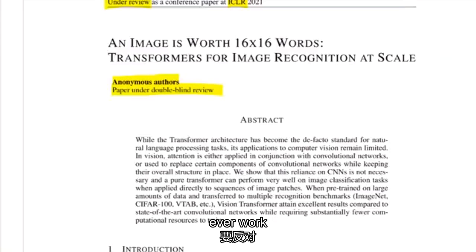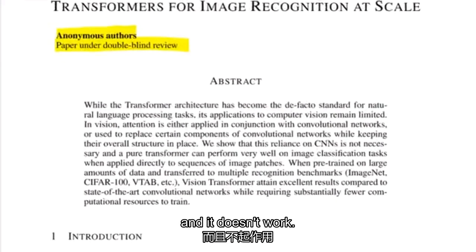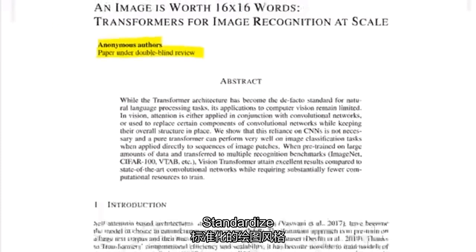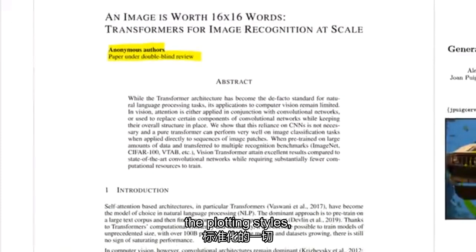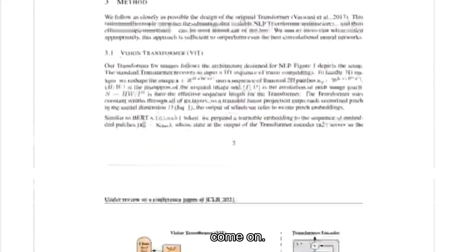Why would you ever work against the core incentives of people? Clearly these authors have an incentive to make known who they are. And clearly we as readers have an incentive to figure it out. And to completely work against these incentives just seems dumb, it seems counterproductive, and it doesn't work, as you can see. What do you want to do? Standardize the plotting styles? Standardize everything? Standardize the citations? Come on.